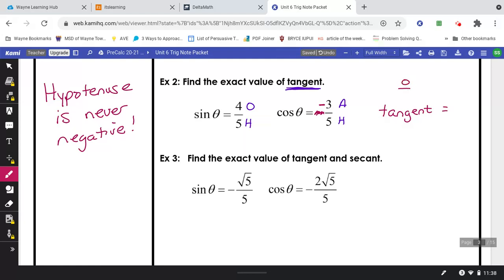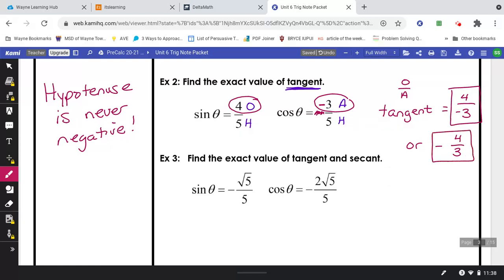Tangent is O over A. So SOH CAH TOA. That TOA part tells me the O over A. And my O is 4. And my A is negative 3. And there's my final answer. If you have a negative in the numerator or in the denominator, it is the same as having it out in front. So you could also write it as negative 4/3. That negative can move to the top, to the bottom, or in front.